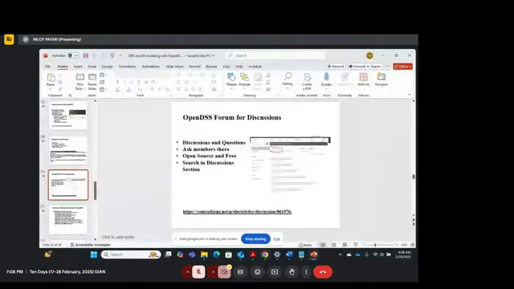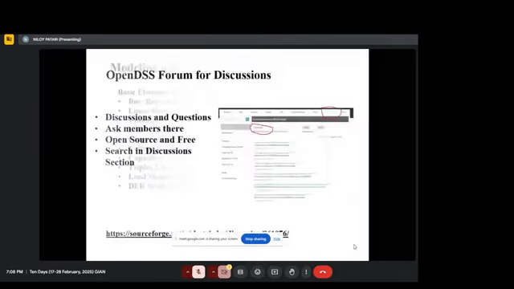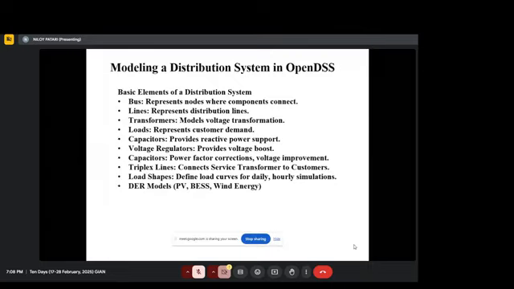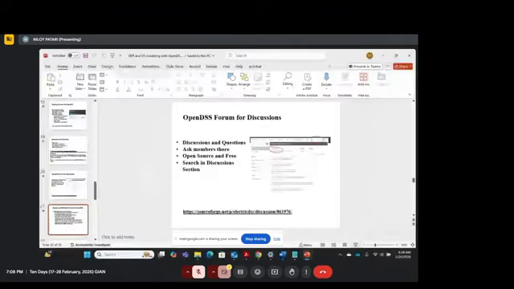And okay, so the next part was modeling, right? So modeling of distribution system. I'll give you an example of a distribution feeder in OpenDSS where I will talk about how the lines are connected, how buses are modeled, transformers, loads, capacitors, voltage regulators, everything. So let me do that.